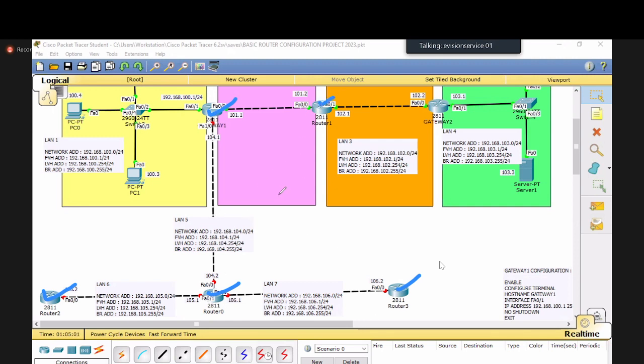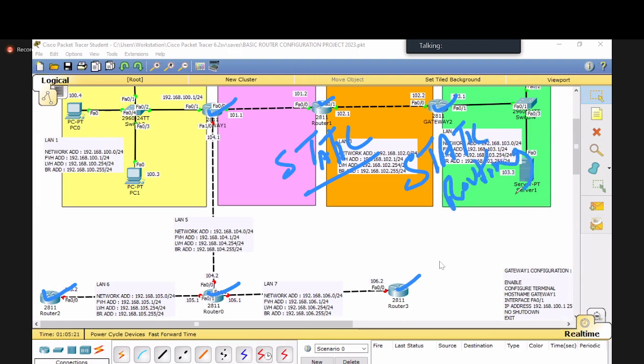In this router, you should be doing static routing. Static. In this router, you should also do static routing. Okay. And in this router, you will do default routing.